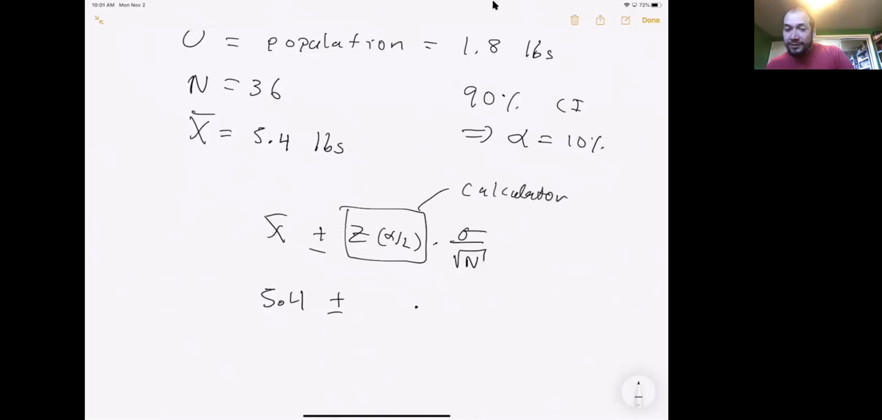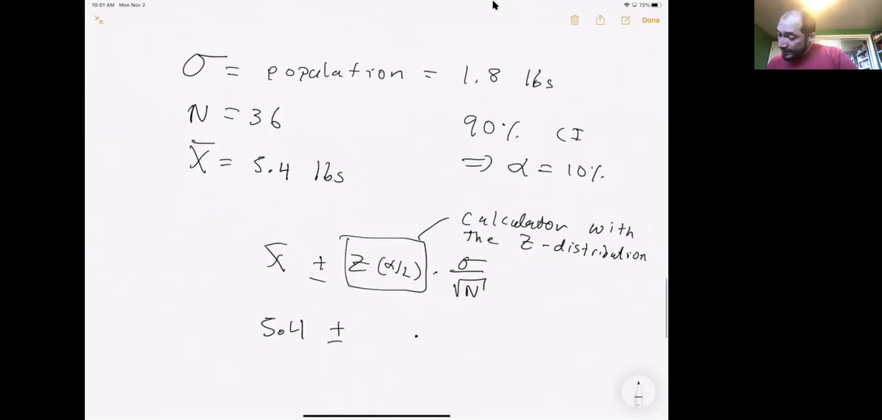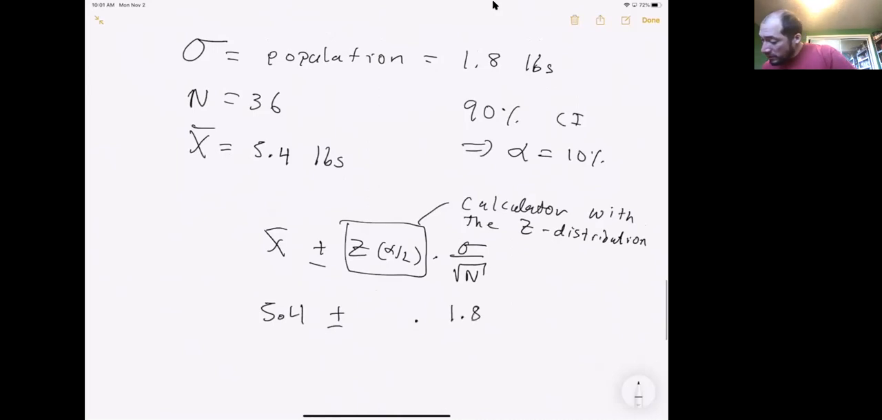It comes from a different calculator, with the z distribution, or normal distribution. So we're going to use this sigma, which is 1.8, divided by root of 36, and we have to determine this value of z. Let me show you how you do that on your online calculator.